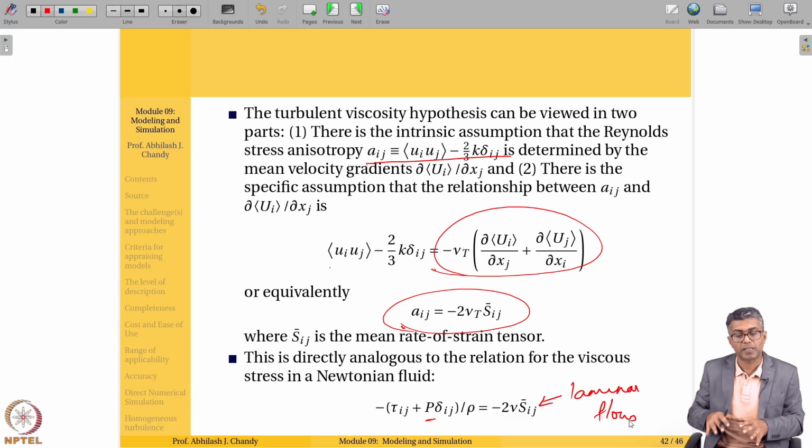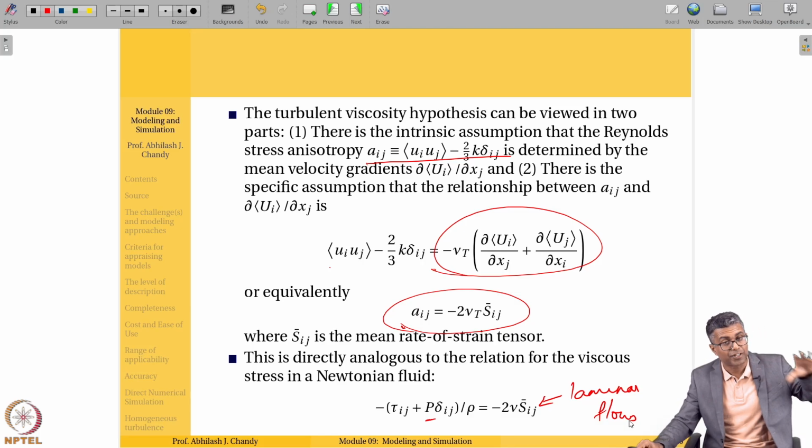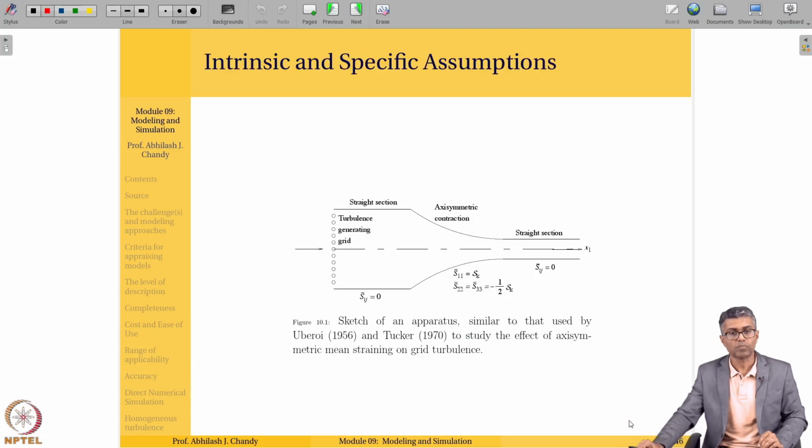What Boussinesq did is he took that into turbulent flows. And because it is in turbulent flows, you have to say that it is proportional to a mean strain rate, because things are fluctuating, things are unsteady, isn't it? So two assumptions: an intrinsic assumption where you're saying it is proportional to the mean strain rate, and a specific assumption where you're saying it is equal to νt times the mean strain rate. In order to see the limitations of these assumptions, let's look at this particular problem. This is basically a grid turbulence experiment.